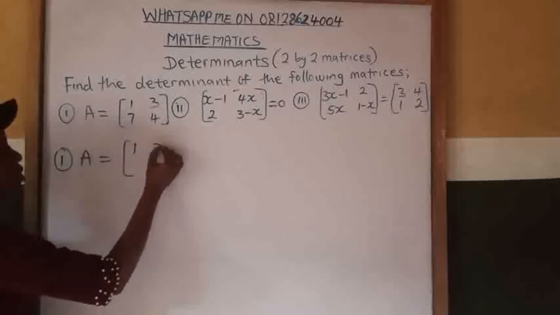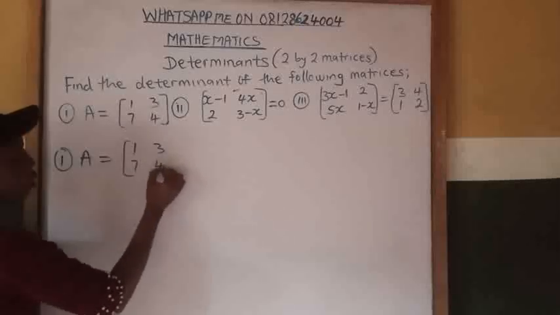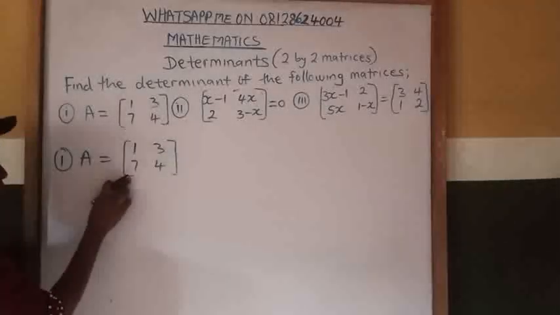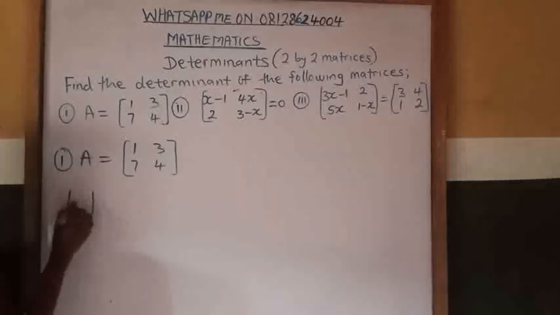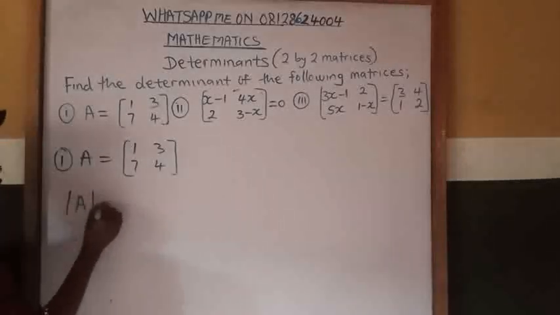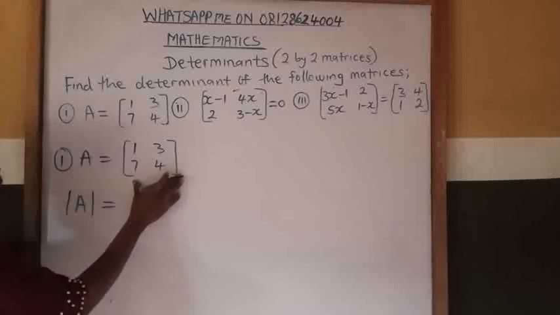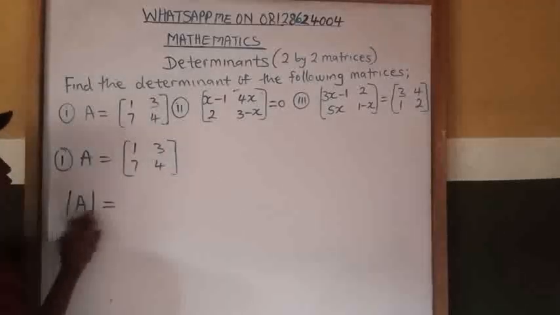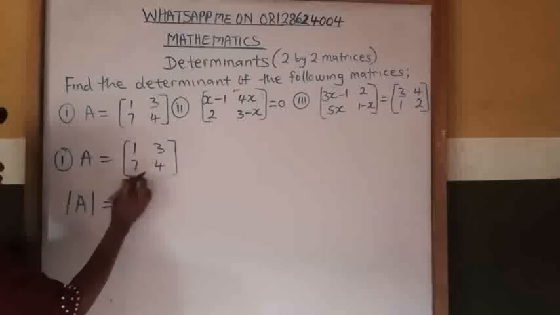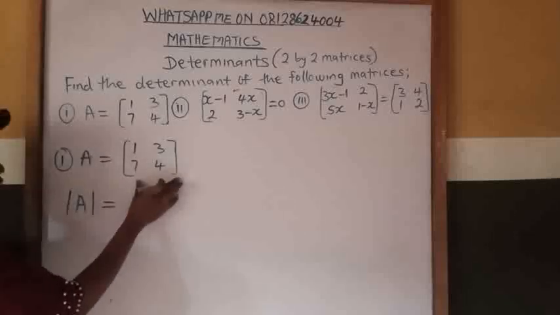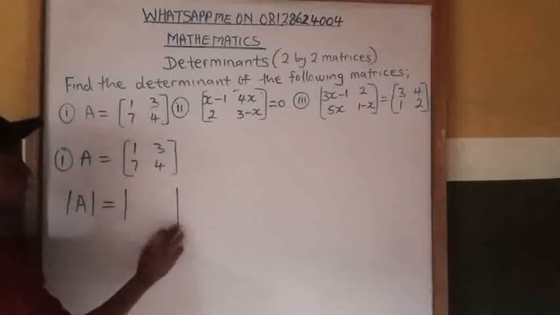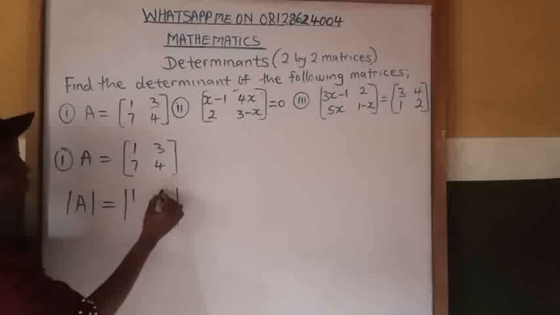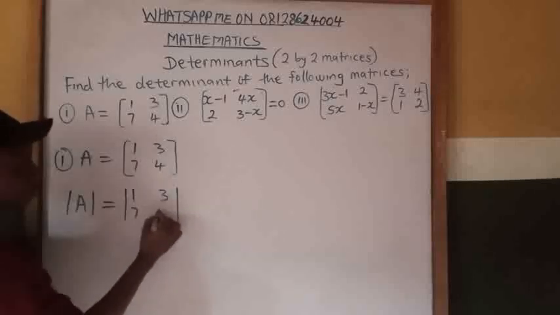We have 1, 3, 7, and 4. Now the determinant is denoted by two vertical lines. So this is the sign of determinant. Determinant A will now be equal to, so we are going to replace the bracket with the sign of determinant and put your elements 1, 3, 7, 4.